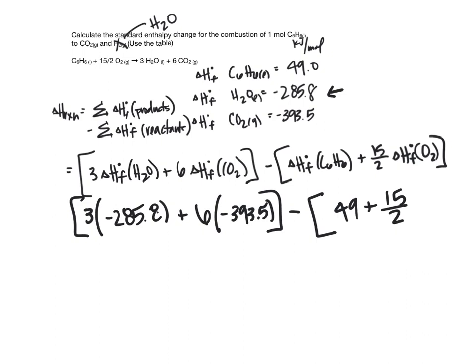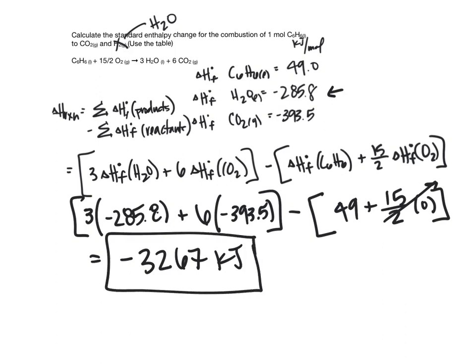Well, that's not in the table. So let's think about this. Oxygen gas comes as O2 gas, so that's its standard state. So it's going to be 15 halves times 0, so this is going to go away. When we plug this into our calculator, what we're going to get out of this is negative 3,267 kilojoules. And so delta H reaction, when we have standard enthalpy tables, is about plugging it in. So you'll always be provided a table or something similar.